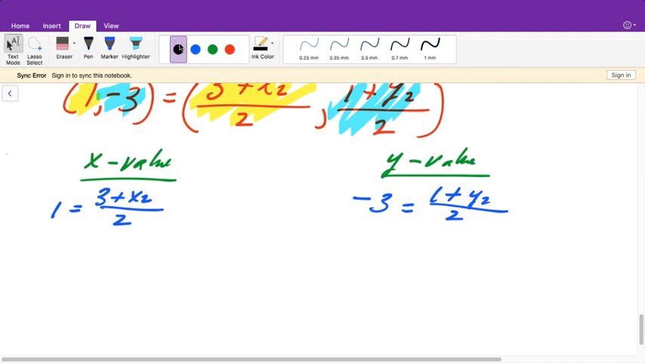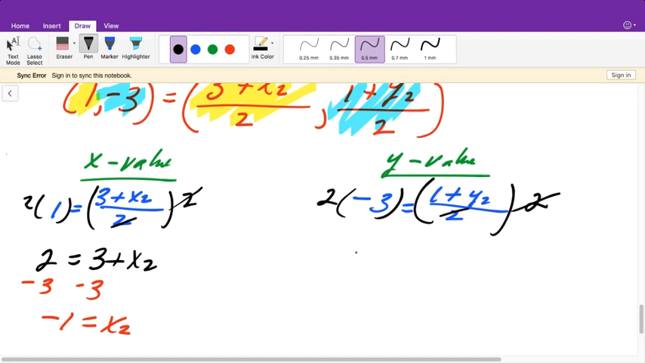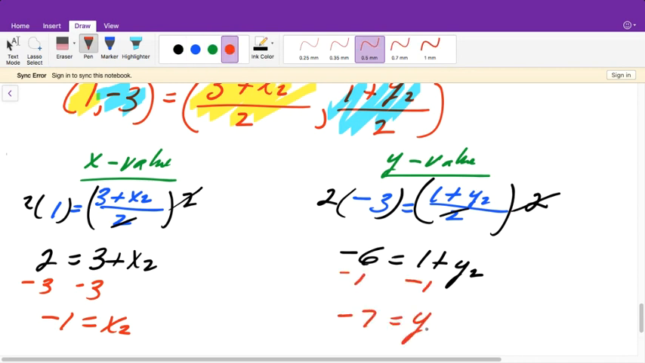Right? Now we have an equation that we should all be able to solve. I'm dividing by 2, so I multiply by 2 to get rid of it. So now I get 2 is equal to 3 plus x2. And then to solve for this x2, I will say minus 3, so negative 1 is equal to x2. And then from here, the same thing is being divided by 2, so I will get rid of the division by multiplying. And what I do to one side, I have to do to the other. So negative 6 is equal to 1 plus y2. And now I will go ahead and subtract over this 1 to isolate my y2, and I get negative 7 is equal to y2.